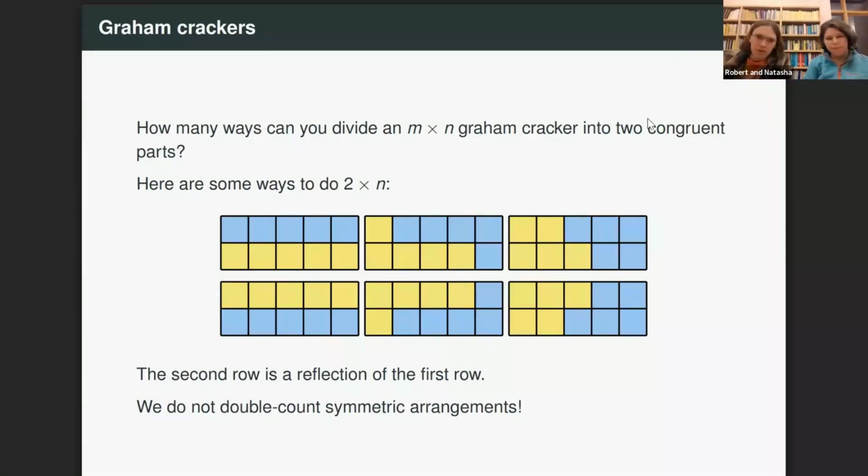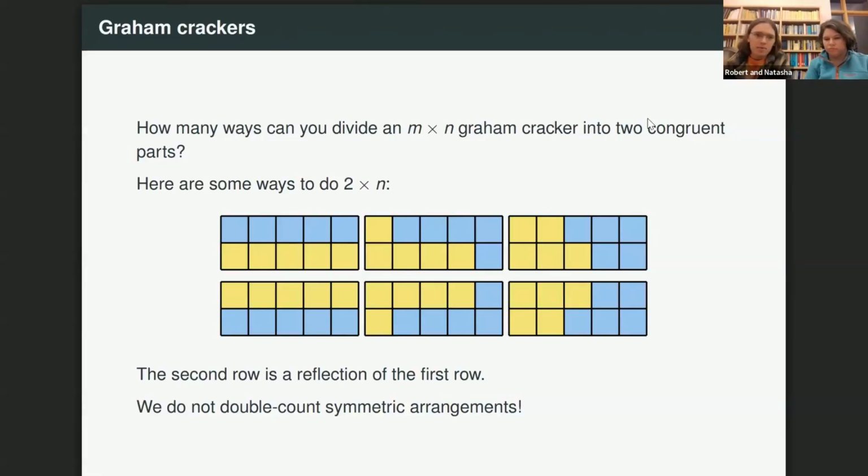And some important things to mention. Here are 6 examples, but we would really only call these 3 different examples. Because if you think about it, everything in the bottom row, the bottom 3, these are just reflections of the top 3 or rotations. They're not really a different way to break it up. They're just a different way to draw it. So we're going to exclude double counting symmetric arrangements.